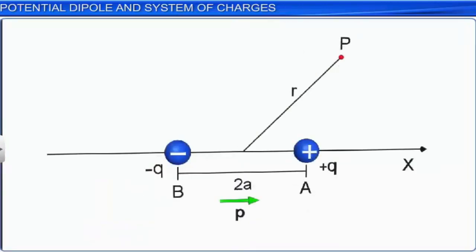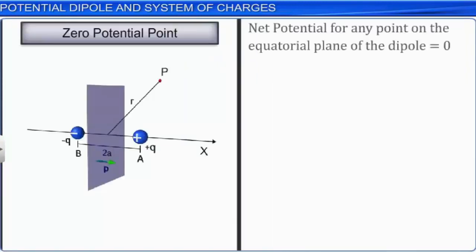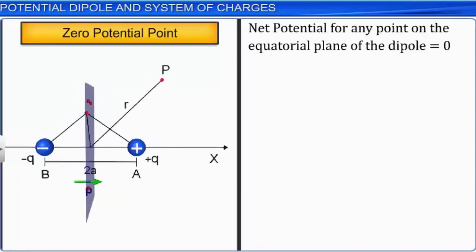For any point on the equatorial plane of the dipole, the net potential will be 0. Since plus Q and minus Q cause equal positive and negative potential respectively on the plane, and as theta is equal to 90 degrees. Therefore, cos 90 degrees is equal to 0.